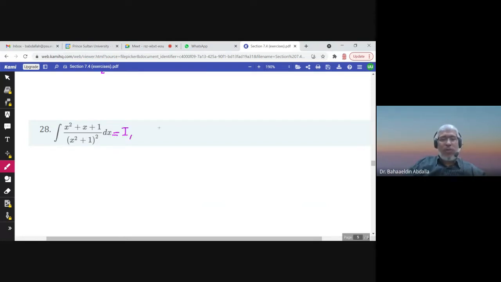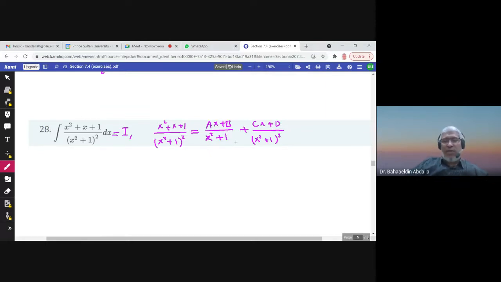So (x squared plus x plus 1) over (x squared plus 1) to the power 2 can be written as (ax plus b) over (x squared plus 1) plus (cx plus d) over (x squared plus 1) to the power 2. Now I need to find a, b, c, and d, and I cannot use our quick method, so I have to multiply both sides by the LCD, which is (x squared plus 1) to the power 2, the original denominator. If I multiply the left-hand side, all the denominator will disappear.